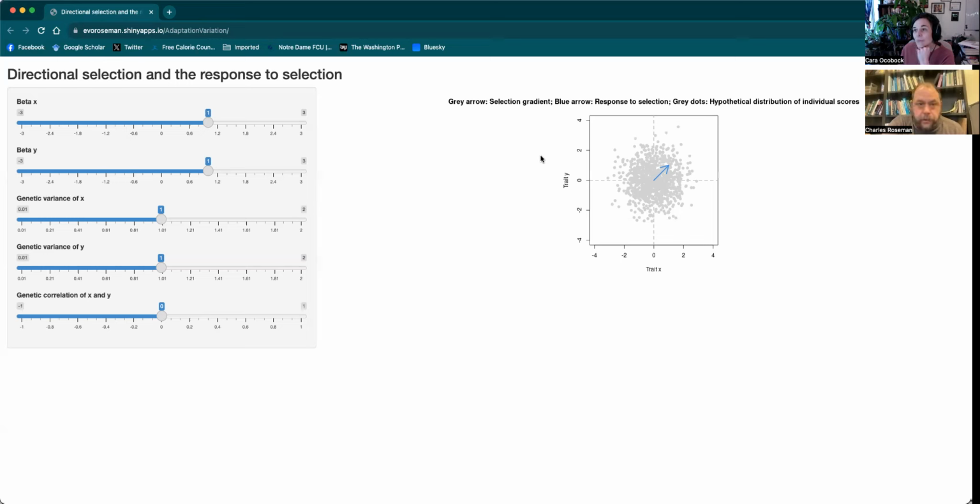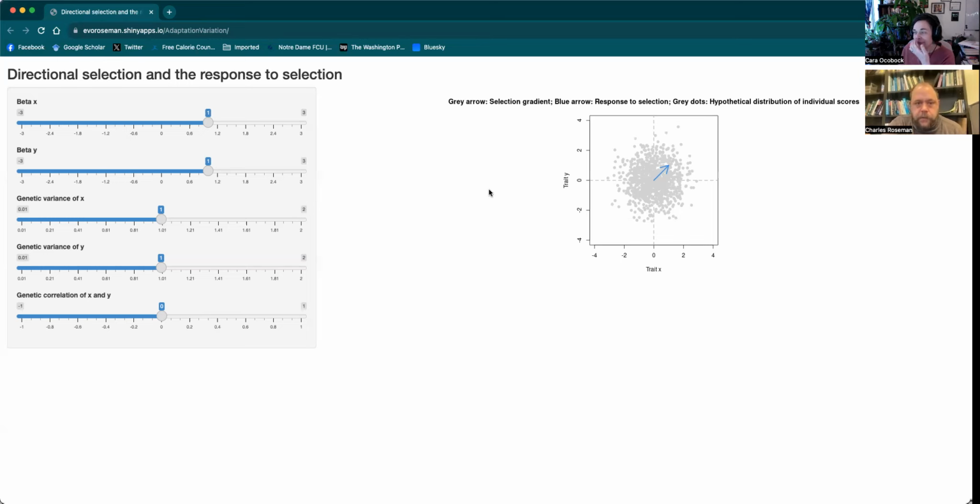There is a blue arrow that you see there, and that is the response to selection. But there's also another arrow directly underneath it called the selection gradient. Well, that'll become apparent quickly.